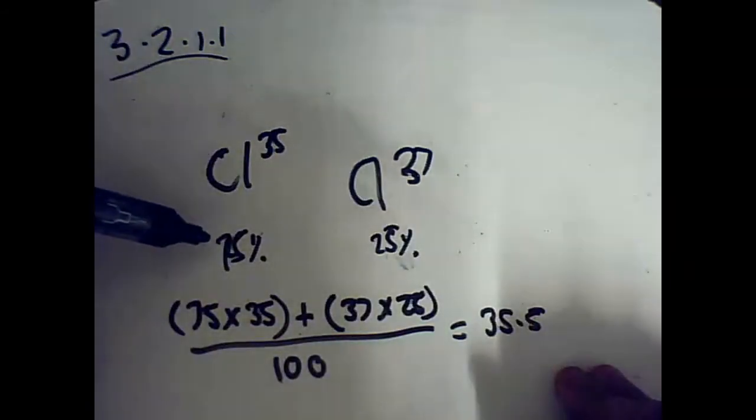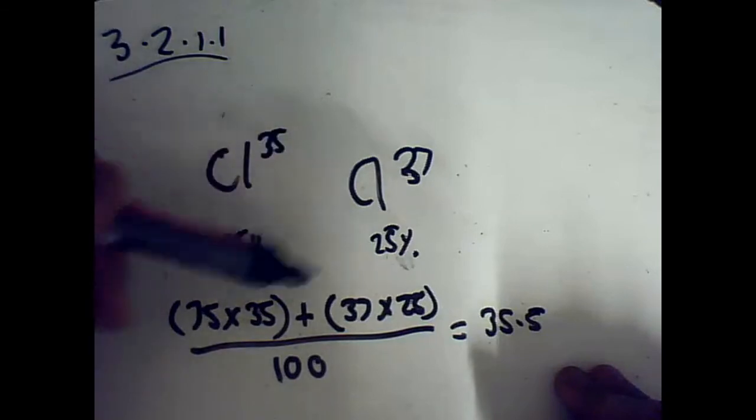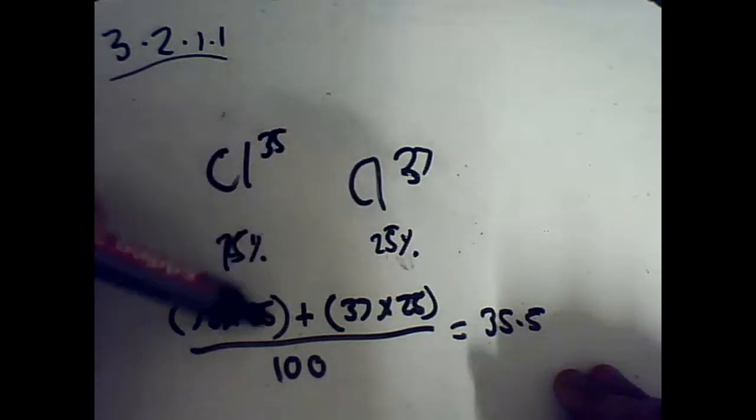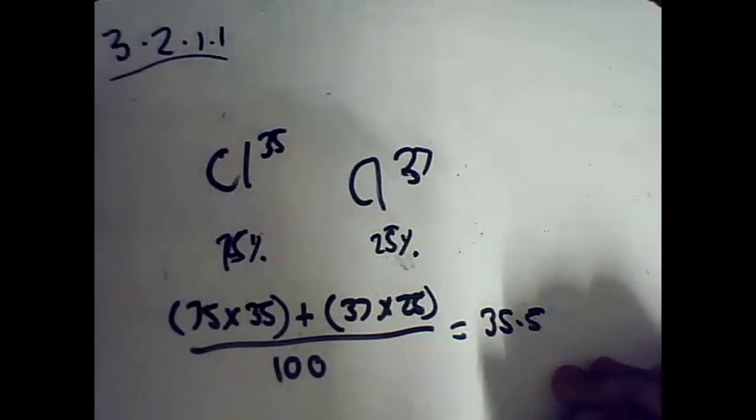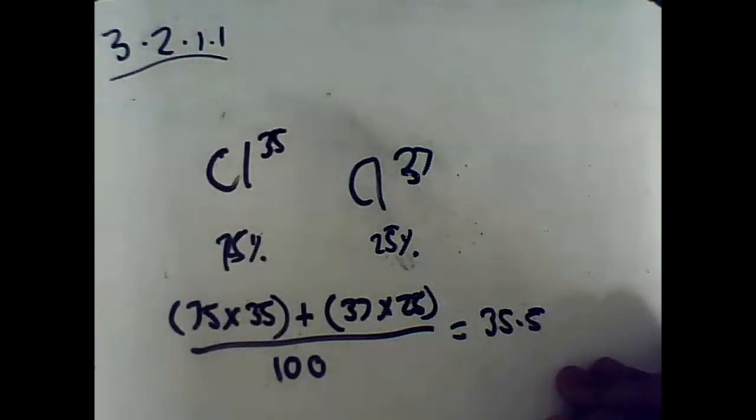So what we do is we take the abundance and multiply it by the mass number, we add the products of abundance and mass number together, and we divide by the total abundance, which, if it's as a percentage, will be 100. That's how we calculate the relative atomic mass of isotopes. So just remember that formula.